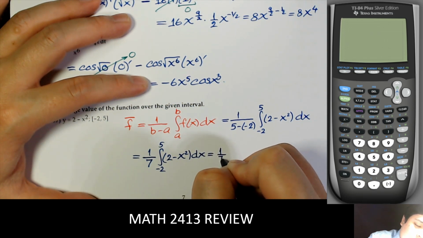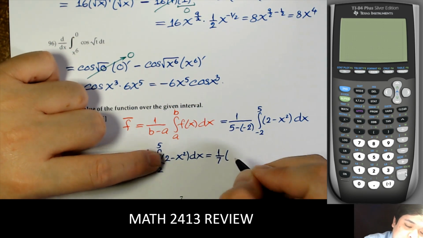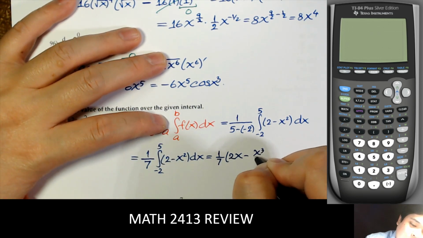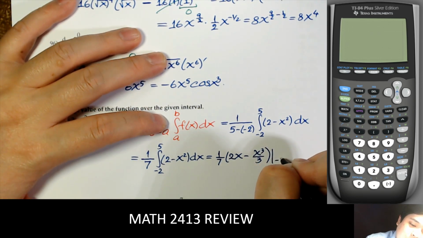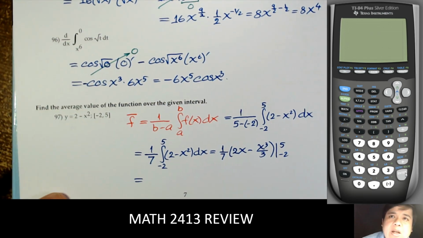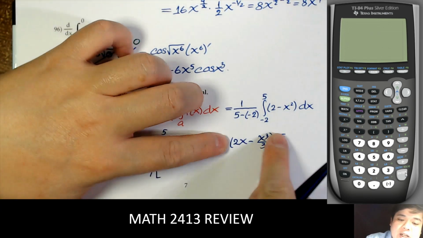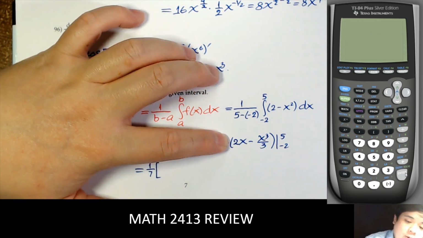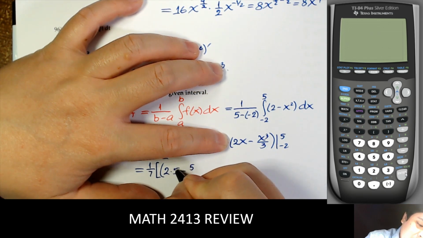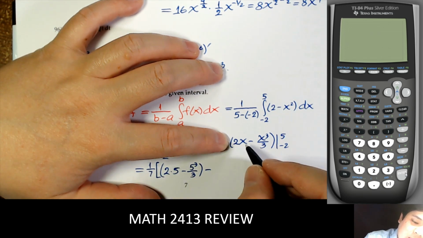So we have 1 over 7. The integral of 2 is going to be 2x. The integral of x squared is x cubed over 3. All of that goes from negative 2 to 5. Right. So actually we could just keep the 1 over 7 and then we just evaluate this. Right. First we're going to put 5 in. And then we put negative 2 in.